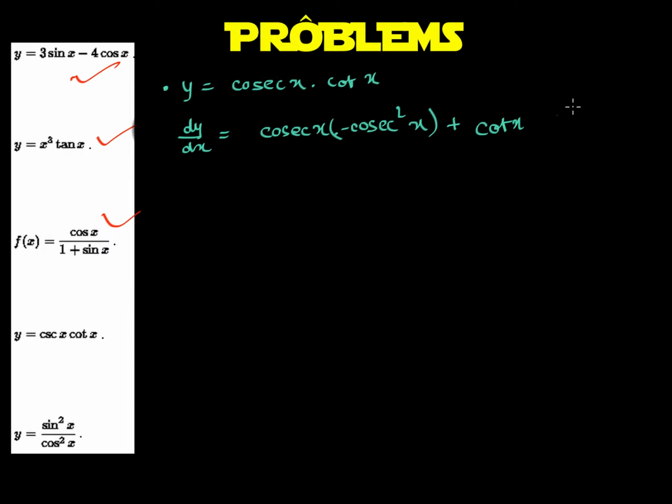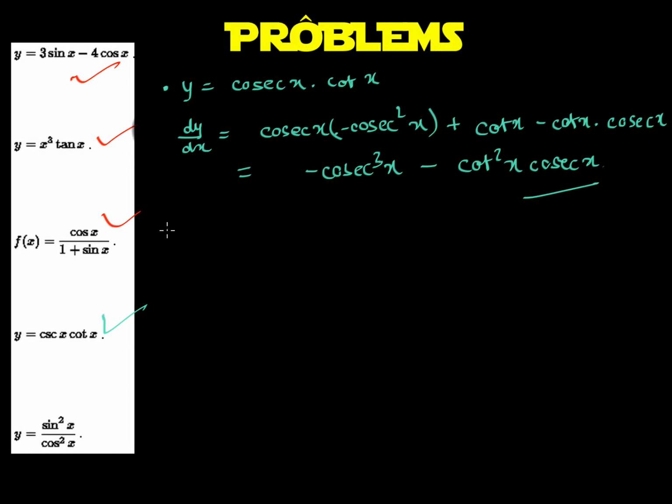And what is the derivative of cosecant x? That should be minus cot x minus cosec x. And finally we have minus cosec cubed x minus cot square x cosec x. That's the final answer for this one, and we're done with this.